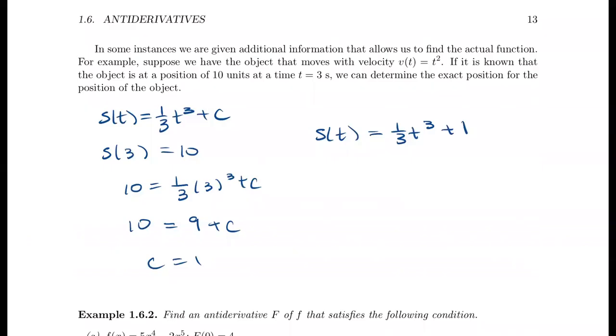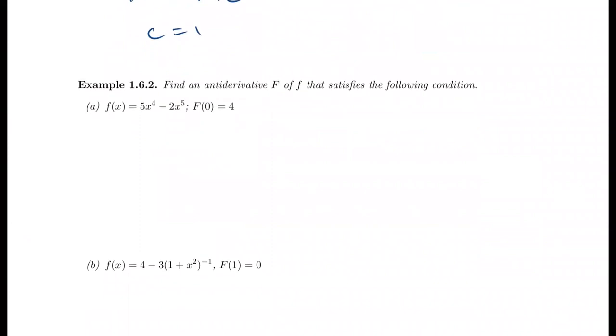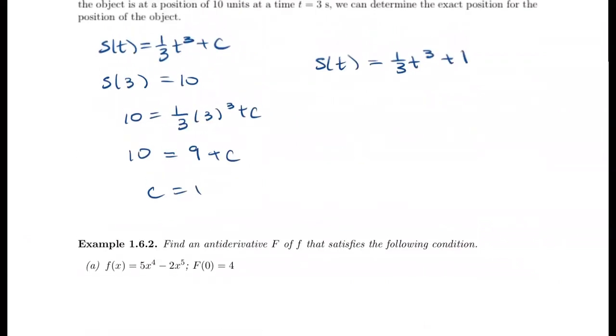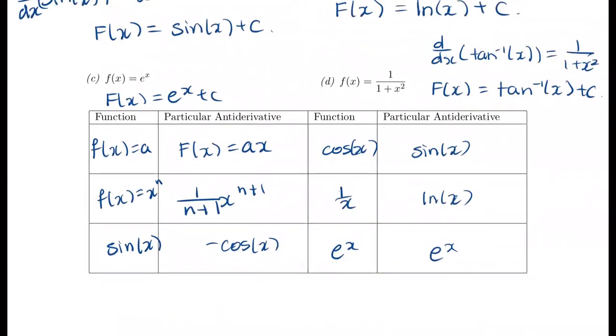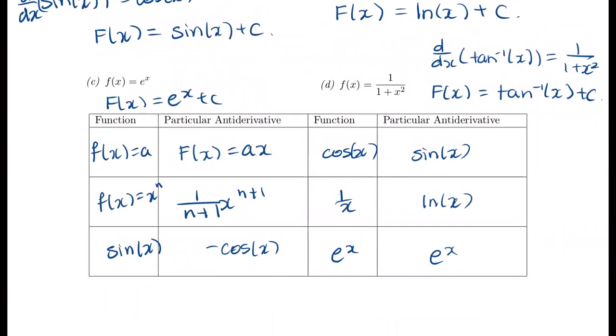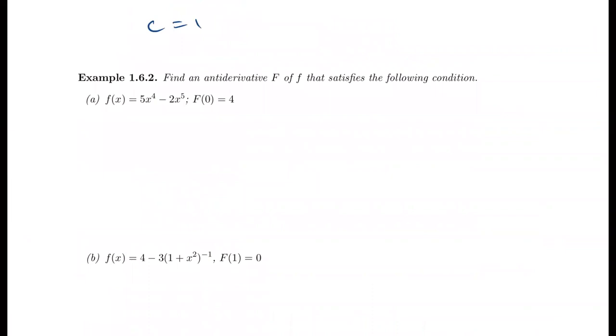Okay, so let's try to do the same with the next few examples as well. So let's say we want to find the antiderivative of the given function f, and we're also given the information that maybe f of 0 is equal to 4. So using the table that we have up here, we could always find the antiderivative with no problem now. So for the first one, we have f of x is equal to 5x to the power 4 minus 2x to the power 5.